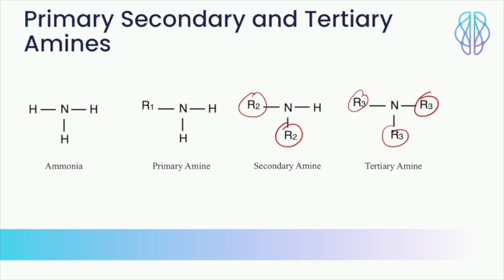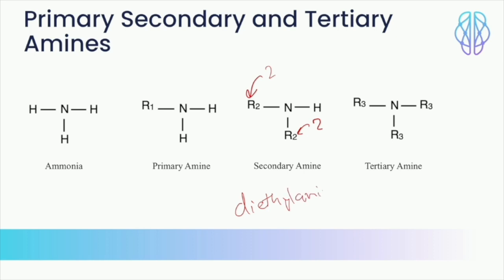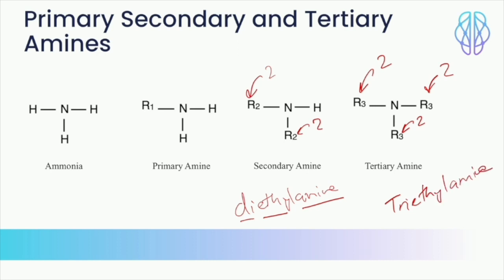For example, we'll start with the secondary amine. I'll clear the board here. Say each of these R2 groups was 2 carbons long. So this is 2 carbons long and this is 2 carbons long. We would call this compound diethylamine. So basically 2 ethyl groups and an amine functional group. Same case here. If there were 2 carbons long, it would be triethylamine. And that should take you through most of the cases in an exam scenario.